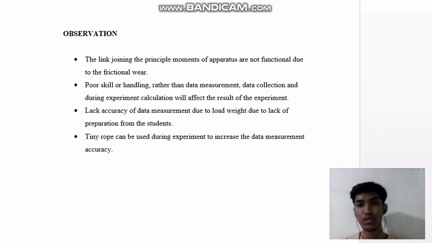Based on the observations that we got from the experiment, first, the link joining the principle of moment apparatus is not functional due to frictional wear. Second, poor skill in handling data measurement, data collection and calculation during the experiment will affect the result of the experiment. Third, lack of accuracy of data measurement due to the load weight, due to lack of preparation from the students. And lastly, a tiny rope can be used during the experiment to increase the data measurement accuracy.